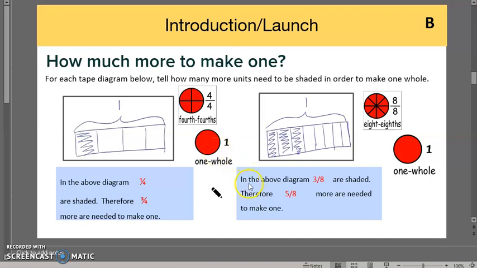And here are the responses in this above diagram. 3/8 are shaded, as we see here, 1, 2, 3. And remember, there's 8 equal pieces, 1, 2, 3, 4, 5, 6, 7, 8. So giving us 3/8. Therefore, 5/8 more are needed to make 1. 1, 2, 3, 4, 5, and 5/8. Again, when we add the 3/8 and 5/8, we get 8/8, which is the same as 1 whole.